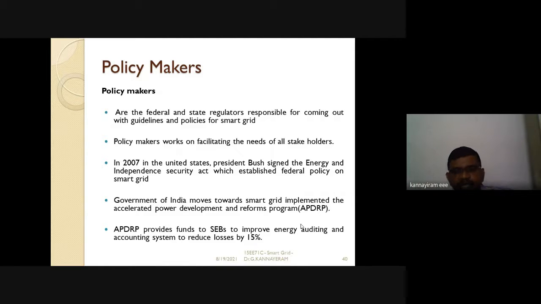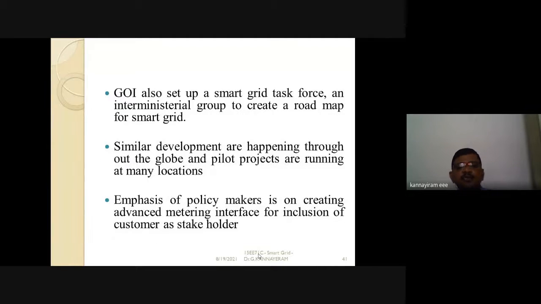The government of India moved towards the smart grid with the Accelerated Power Development and Reform Program, that is APDRP, which provides funds to the state electricity boards, SEBs, to improve the energy auditing and accounting system. That can also reduce losses by 15%. The Government of India also set up the Smart Grid Task Force, an interministerial group to create the roadmap for the smart grid.